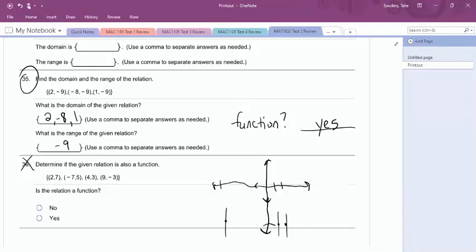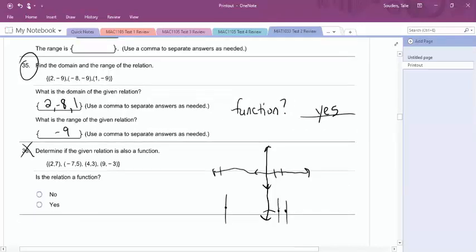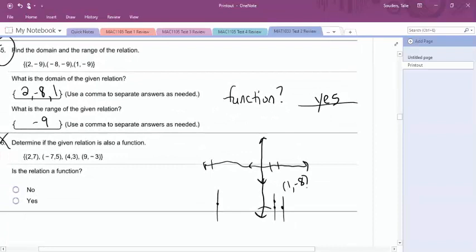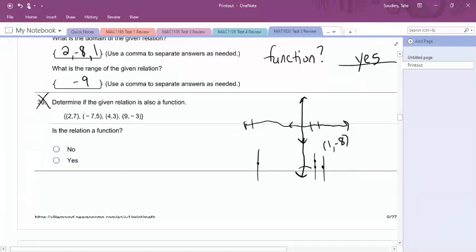Whereas if you had 2 points, let's say you also had the point 1, -8, which would be right here, it would have that repeating x-coordinate, which would make it not a function, but it would also fail the vertical line test, right? Okay, so we're good with that?